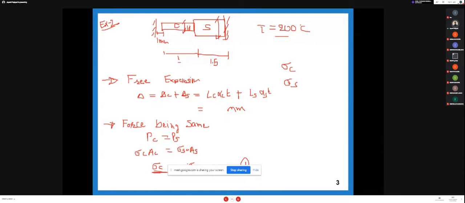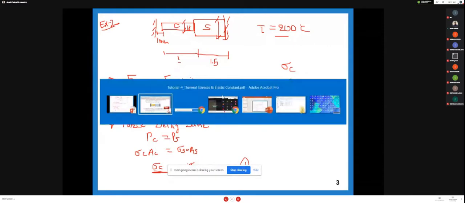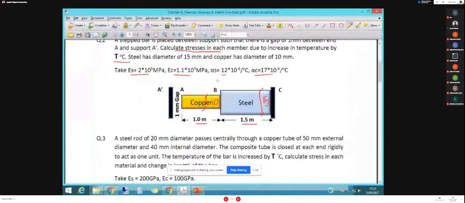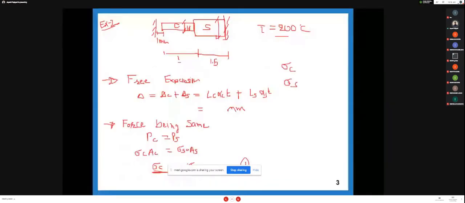L for the copper is 1000 mm. Alpha, you take this copper value 17 into 10 power minus 6. T is 200 degrees Celsius. L of steel is 1500 mm. Alpha is 12 into 10 power minus 6, and T is again 200. So simplify this equation and tell me what is the free expansion. This is when the support is not present, whenever you increase the temperature up to 200 degrees Celsius, what is the total expansion that we calculate here?